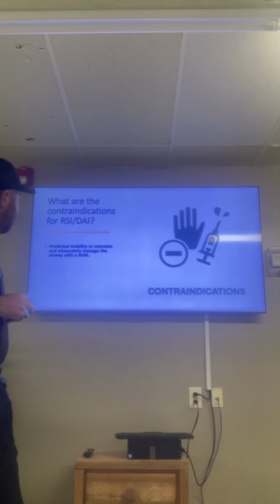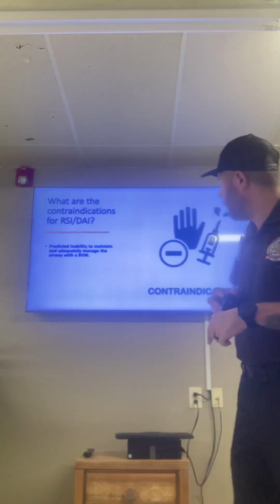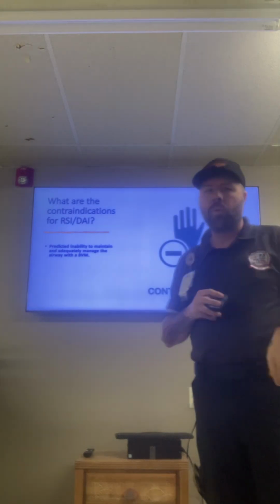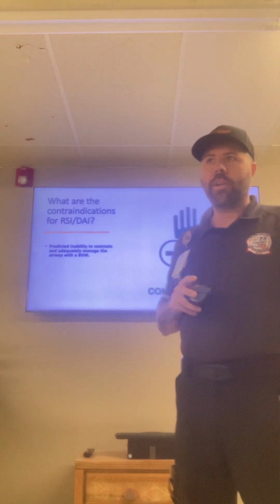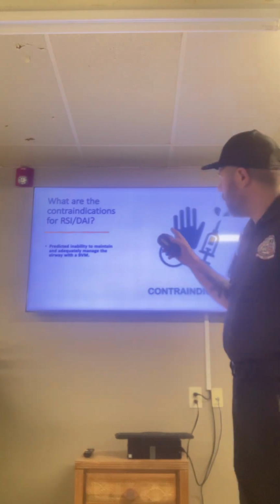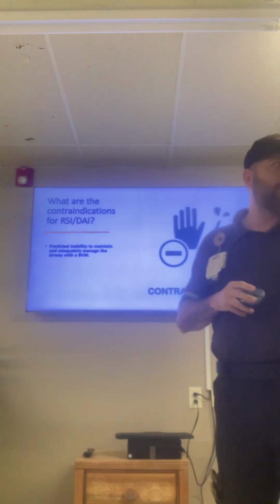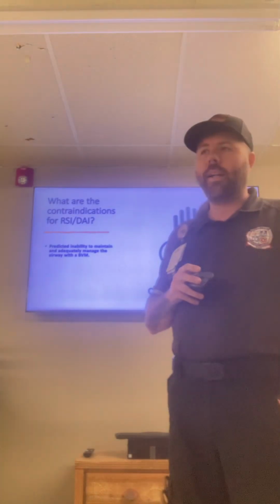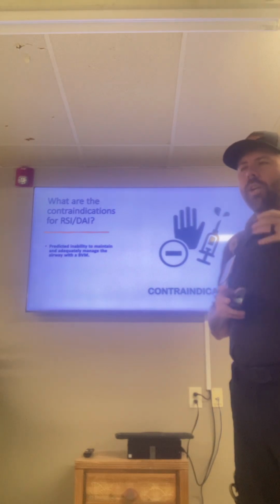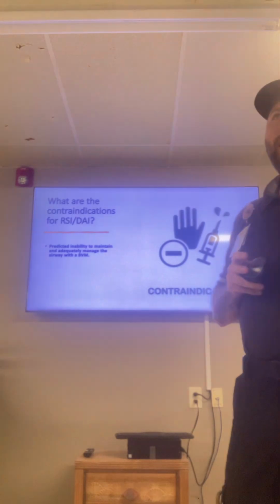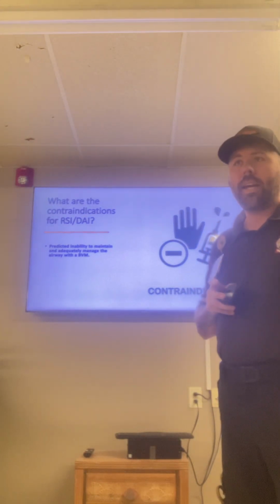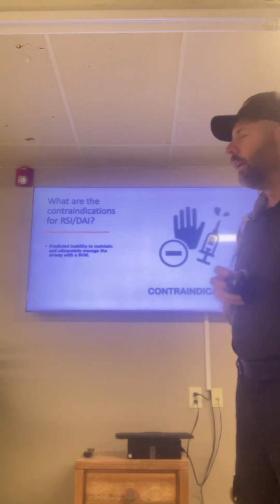So, predicted inability to maintain and adequately manage the airway with a BVM. Which we'll go over later is your LEMON and your Mallampati score and all that stuff. So if you don't think that you're going to be able to get that tube, and you start going over your LEMON, you start going over your Mallampati score, and you're just looking, you've got your bull neck, or that's possibly one of the reasons I'm not going to RSI or DAI, and we'll have to figure out where we're going to go from there.